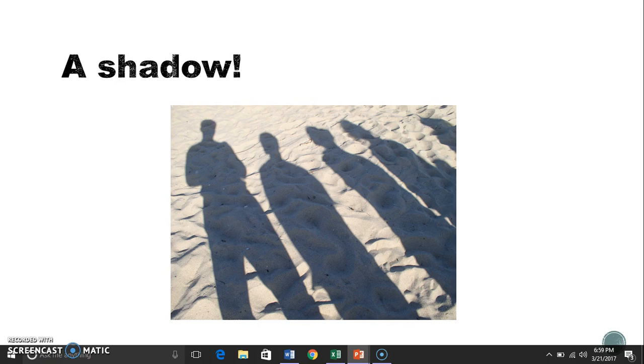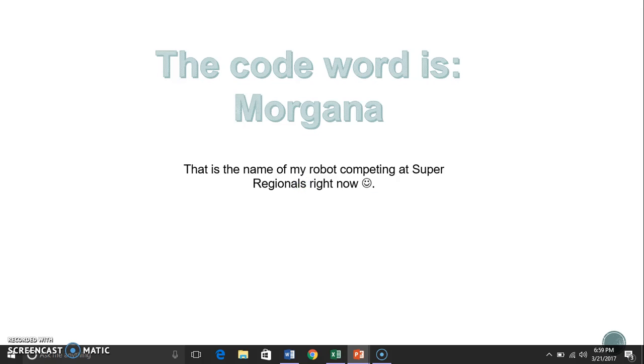And I know this is what you've all been waiting for, the code word, so you can get 2 bonus points. And so the code word is Morgana. And that's the name of my robot competing at Super Regionals right now. If you misspell Morgana, I'll accept it. Just capitalize it because she's a proper noun.